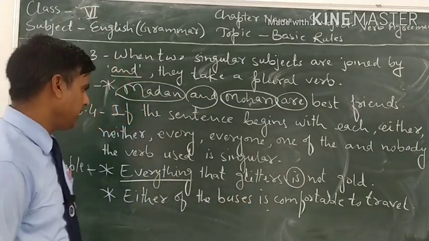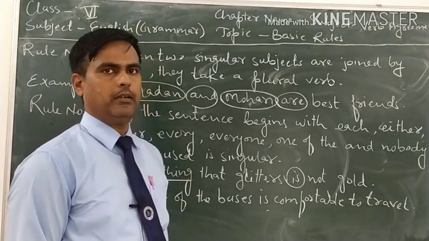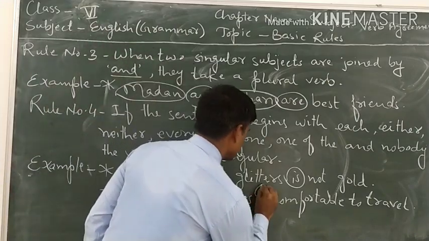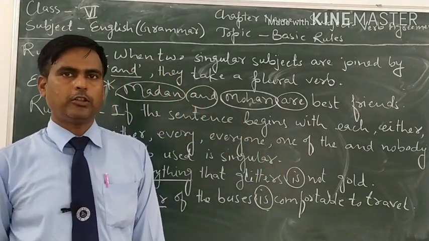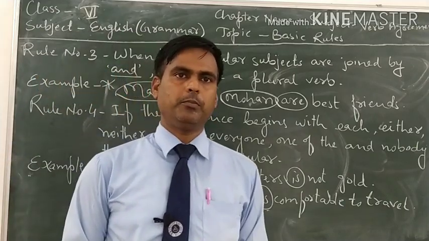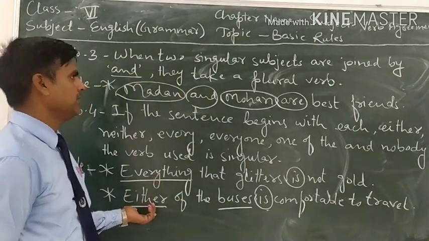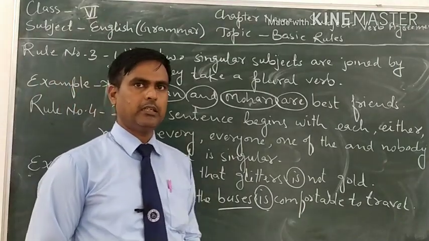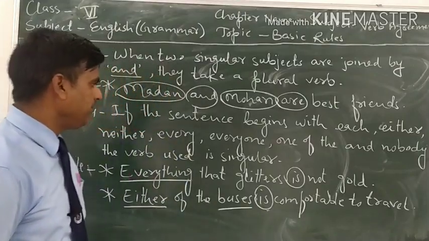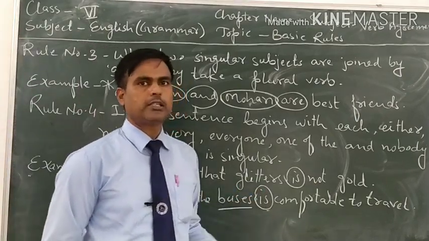Now come to the second example. The second example is either of the buses is comfortable to travel. The sentence is started with either. That's why we will use a singular verb. Although it seems that buses are plural, so we should use a plural verb, we have to see if the sentence is started with these words: either, each, neither, every, everyone, one of the, nobody, etc. If these words are used in the beginning of the sentence, we will use a singular verb.